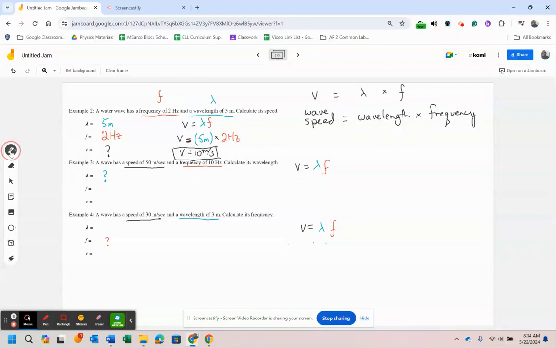Now, example number 3, a wave has a wave speed, so that'd be v, of 50 meters per second and a frequency of 10 hertz. So our wave speed is going to be 50 meters divided by seconds. Our frequency is going to be 10 hertz. And then we're going to take all our numbers and substitute them into our expression.